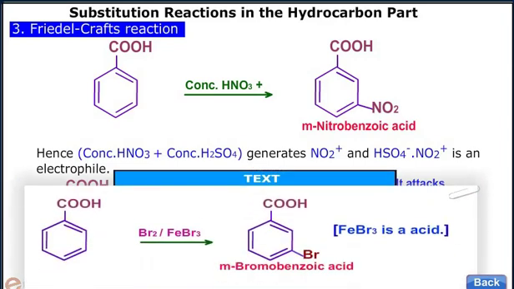Consider the reaction C6H5COOH in presence of Br2 and FeBr3 gives meta-bromobenzoic acid, where FeBr3 is a Lewis acid.